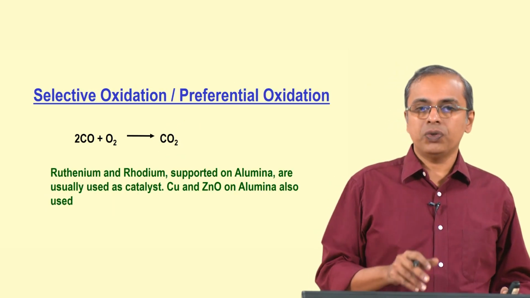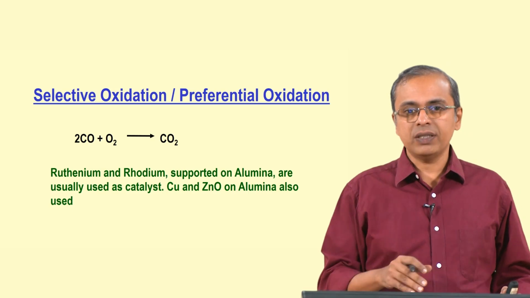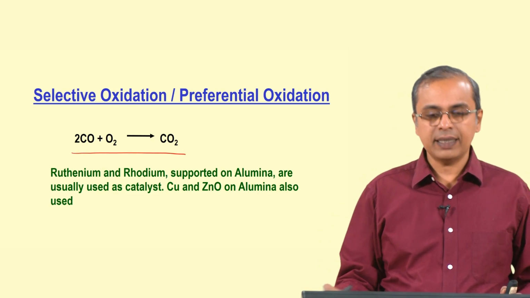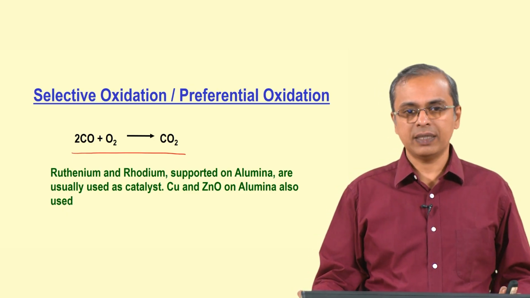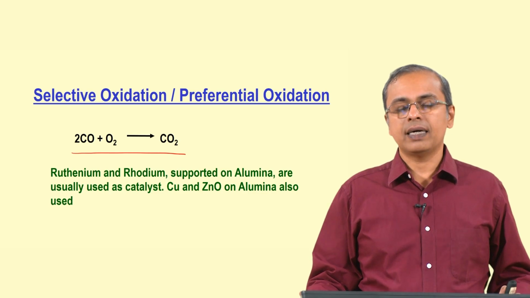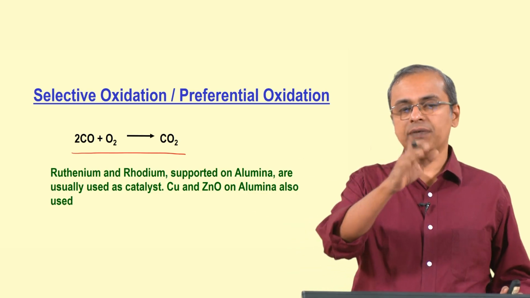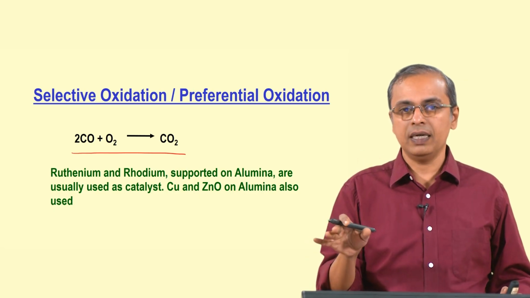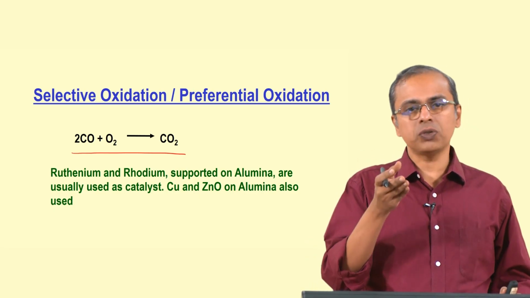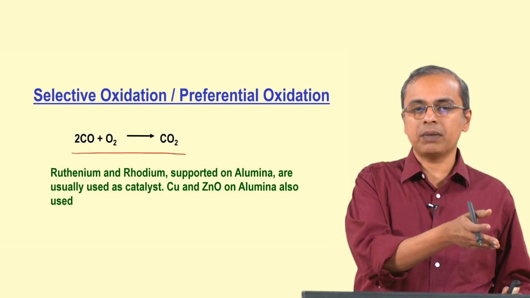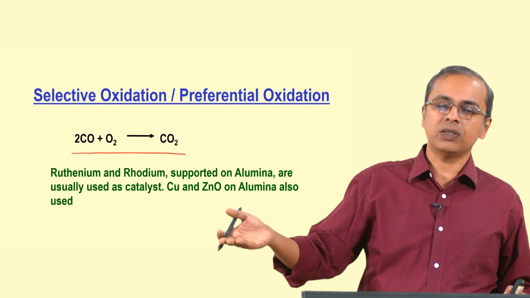The other way in which you could do it is called selective oxidation or preferential oxidation, and there also you take CO and mix it with oxygen and you get CO2. So you are oxidizing the CO to get CO2, and that again converts CO to CO2, and therefore what was previously poisonous to the fuel cell is no longer poisonous. But you have to be careful. When you introduce oxygen into the stream, it is not going to work selectively only on the carbon monoxide, it may react with the hydrogen too, right.